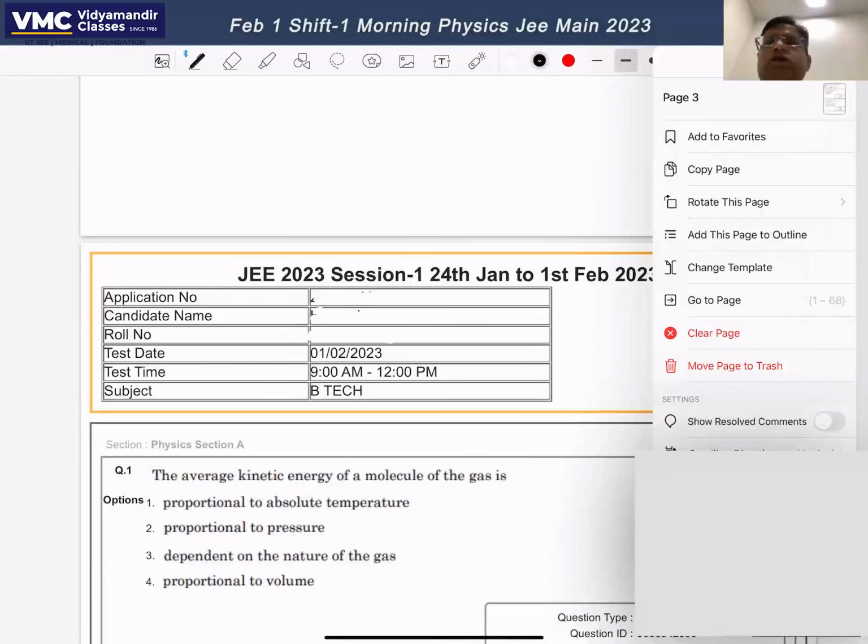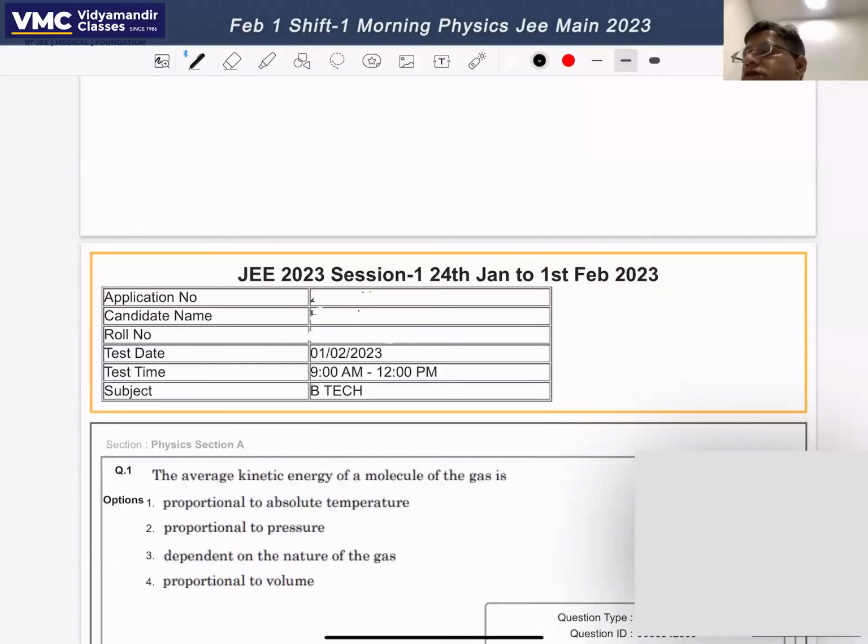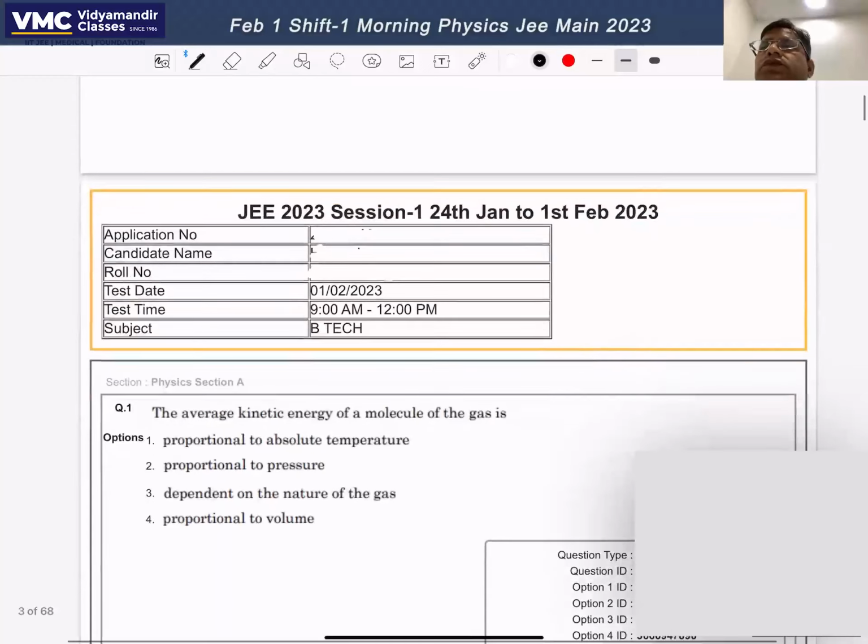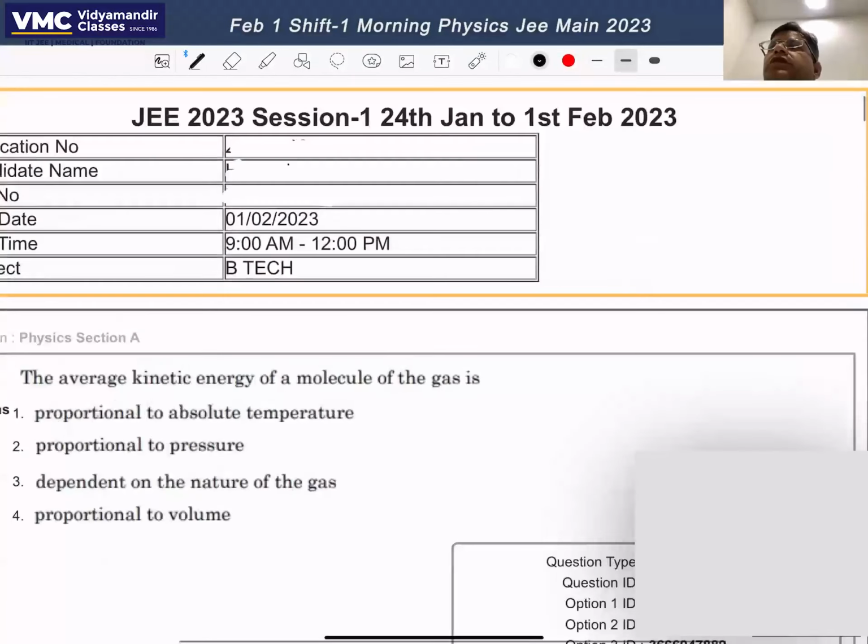So today we are going to study solutions of the physics paper, which was held this year only, in the month of February, on 1st Feb, in the morning shift. So this morning shift paper we are going to study.